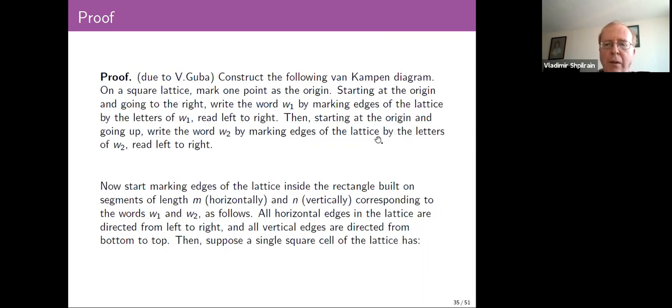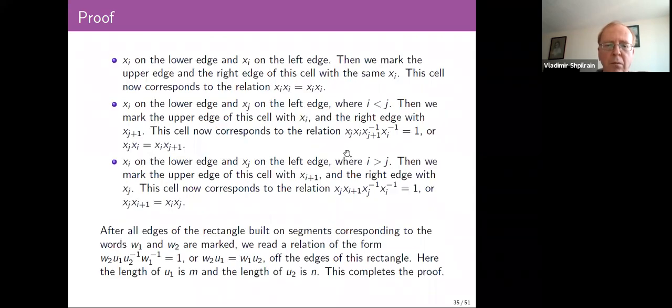Okay, so now there are a lot of edges inside this big M by N rectangle. There are a lot of other edges in the square lattice that have to be marked by letters Xi. How do we do that? We do that by, of course, using the defined relators. So that's how we do that.